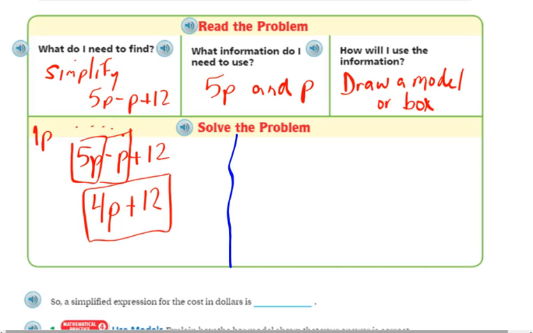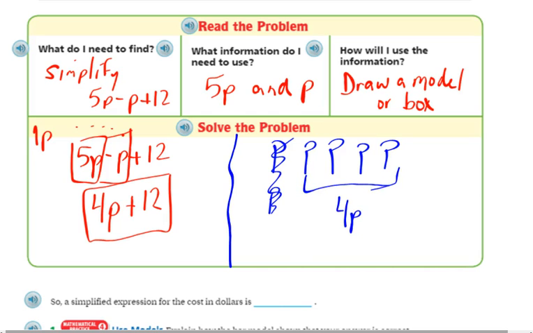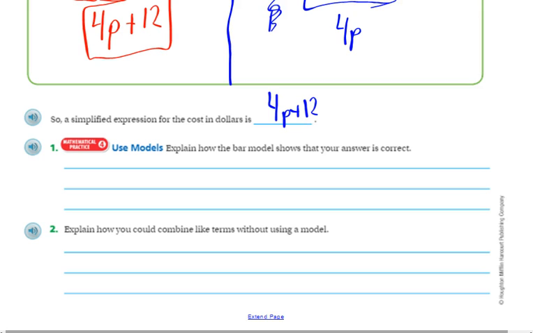Now, if you're not sure exactly what I just did there, let's set up the model. So we're going to start by listing out our like terms. So I have 5 p's, 1, 2, 3, 4, 5, and then I have another p. Boom. And we are going to be subtracting because we're taking one away. So if we take that away here, we are left with 4p. That's how you get that 4p. That's using the model. So a simplified expression for the cost in dollars is going to be 4p plus 12. Looking good there.